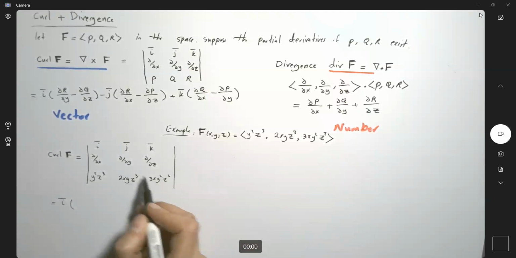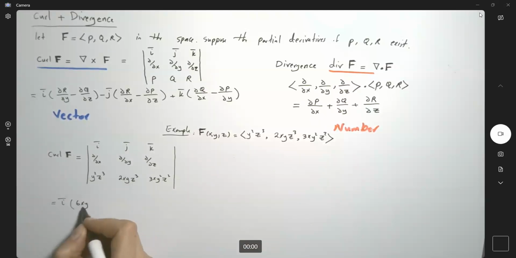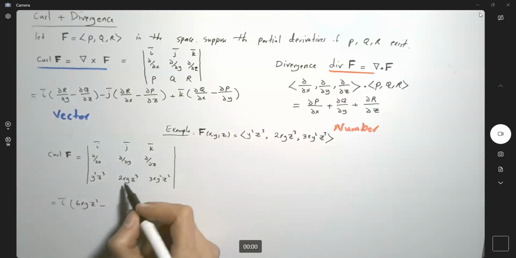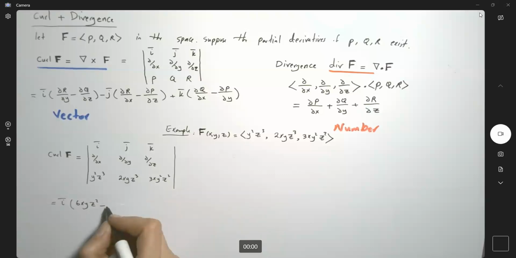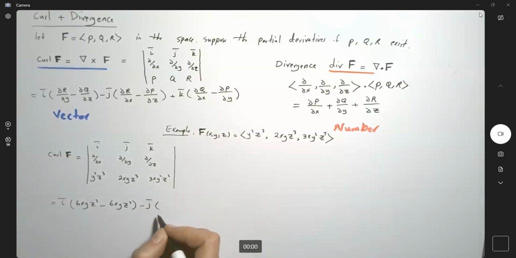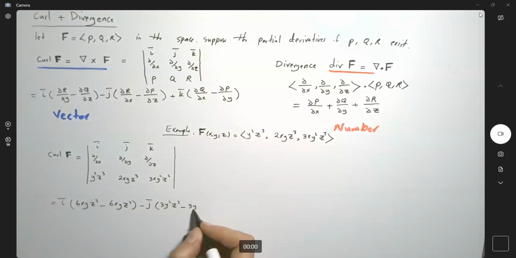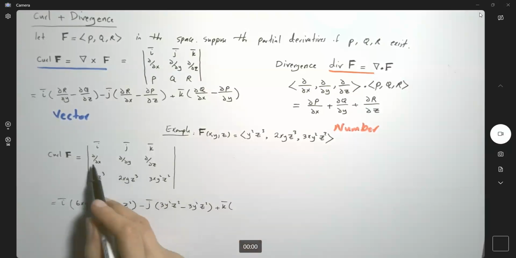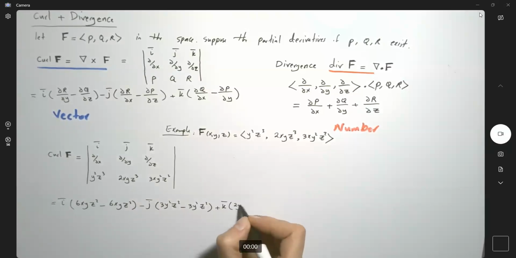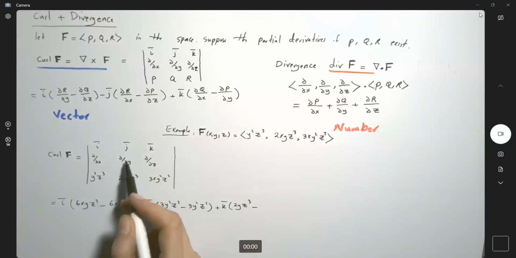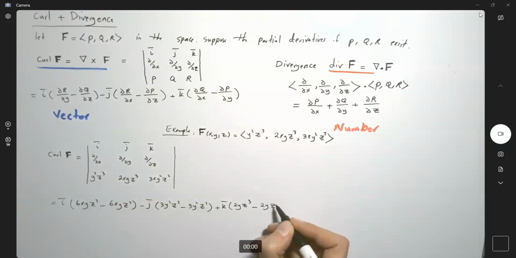Partial derivative with respect to y gives me 6xyz squared, minus partial derivative with respect to z, 6xyz squared. Okay, interesting part. So this component is 0, minus j, partial derivative with respect to x, 3y squared z squared, minus partial derivative with respect to z, 3y squared z squared. Again, you got a 0, plus k, partial derivative with respect to x, 2yz cubed, minus partial derivative with respect to y, 2yz cubed.